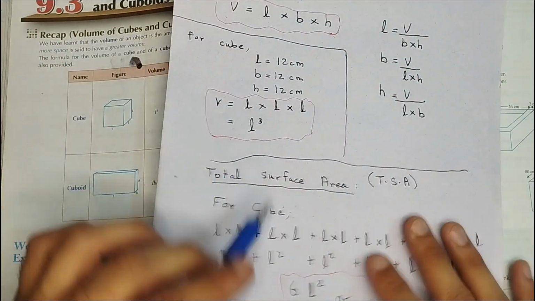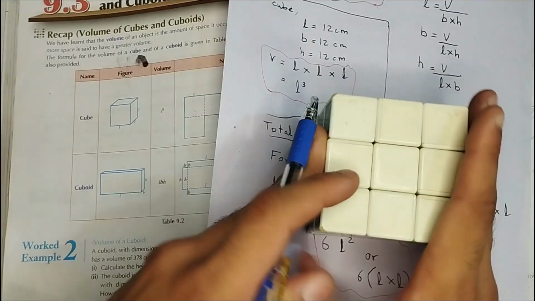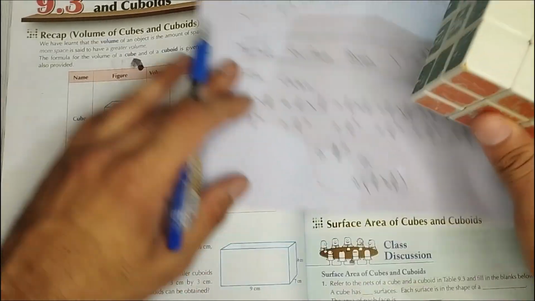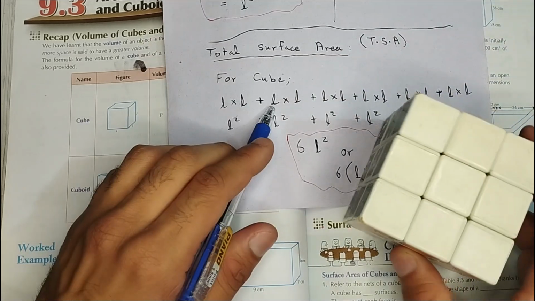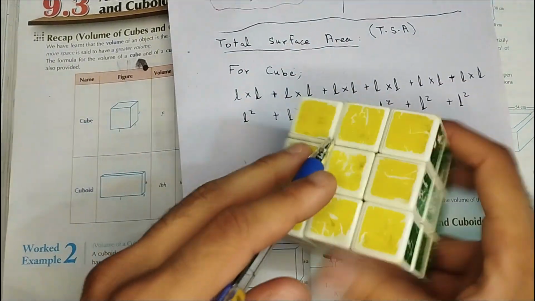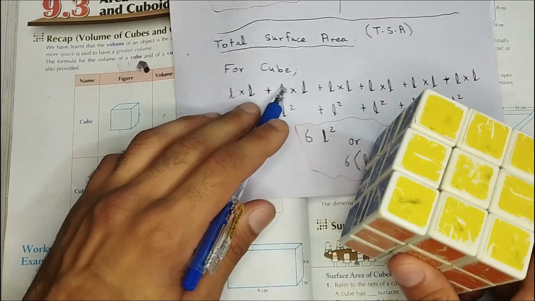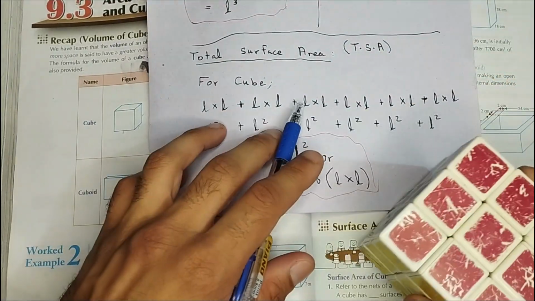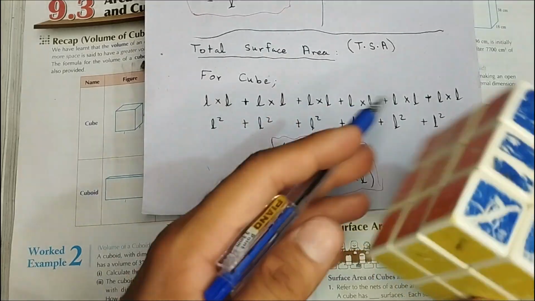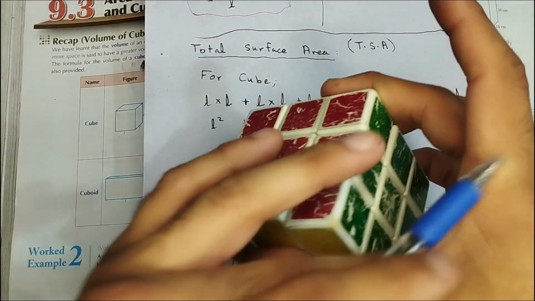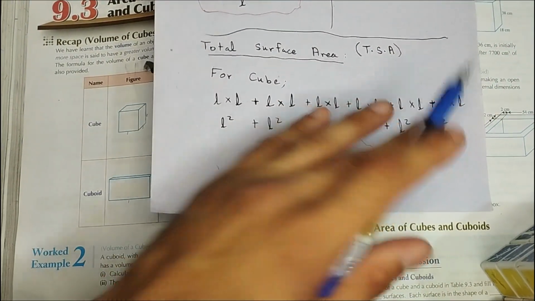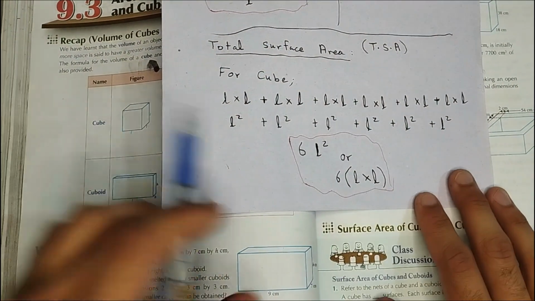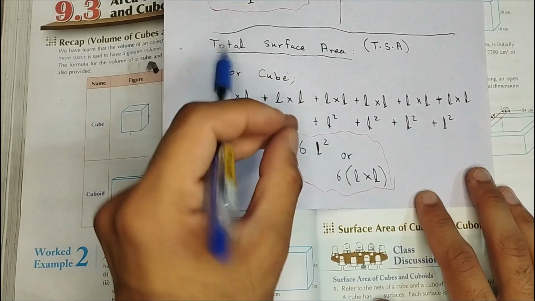Let's talk about a cube. A cube has this. Let's say this is the top face. Top face is length multiplied by length, correct? So we write that down, length multiplied by length, plus again the bottom face, length multiplied by length. Then we have the front face and the back face, so that is also length multiplied by length and length multiplied by length. Then we have the right and the left face, so it's also going to be length multiplied by length plus length multiplied by length. You add them all together, the area of each face.